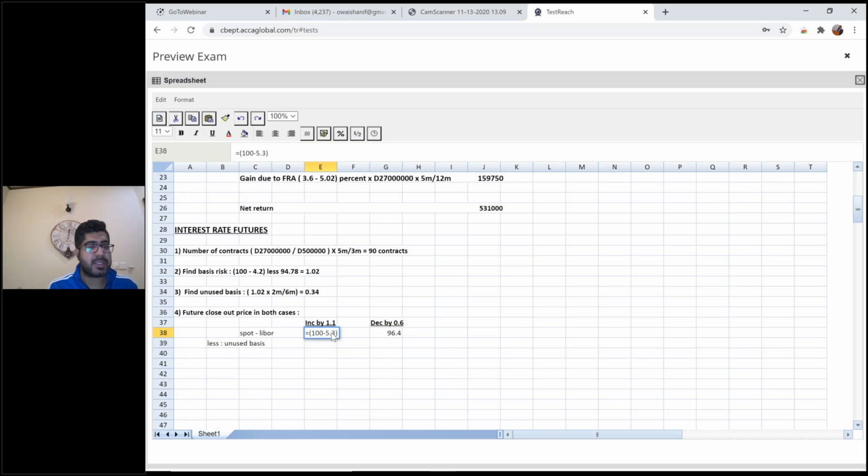I will only take that when I'm investing. I'm not investing money in step 4. It's just spot minus LIBOR. So spot is 100, LIBOR is 4.2, but this is the case of increase by 1.1, so it becomes 5.3. In the other case, spot 100 minus LIBOR 4.2, decrease by 0.6, gives 3.6. Then less unused basis. What is the unused basis? It's 0.34, which you have just calculated. So spot minus LIBOR less unused basis gives you the future closeout price in both cases.